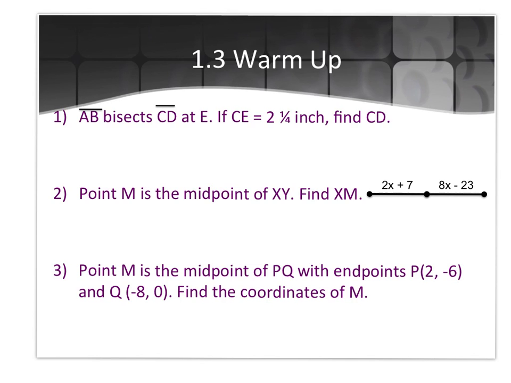All right, so in 1-3, we talked about midpoint and distance. We went over the midpoint formula and the distance formula. Number 1 says AB bisects CD at E. If CE is 2 1/4 inch, find CD.